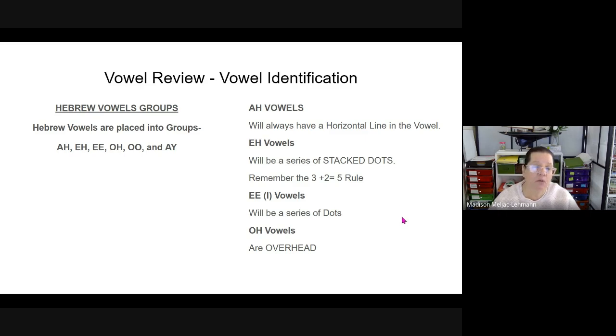The ee or i vowels, those are also a series of dots, but if you notice the difference, they're not stacked. So the eh vowels are stacked and the ee vowels are not. They're just in series. And the o vowels are overhead vowels. They're only overhead. You won't find an o vowel anywhere else, okay?